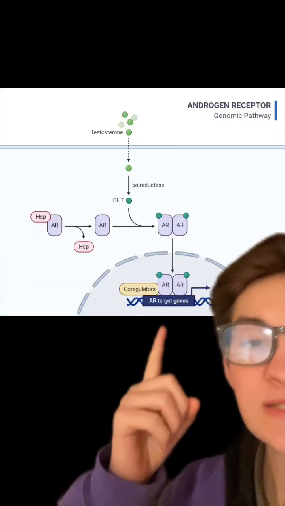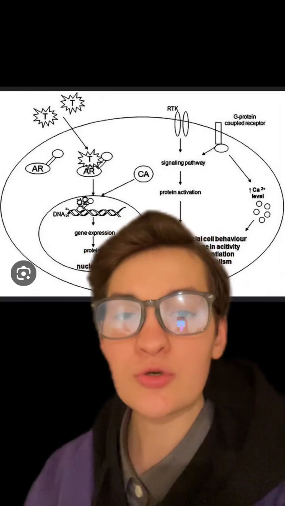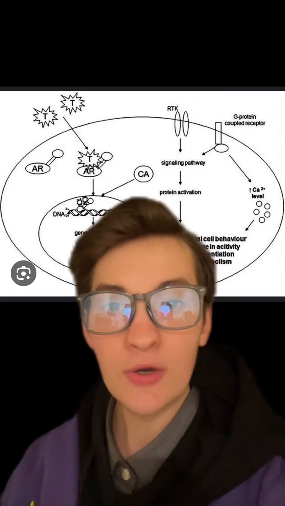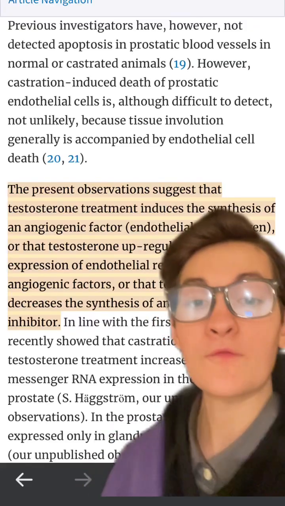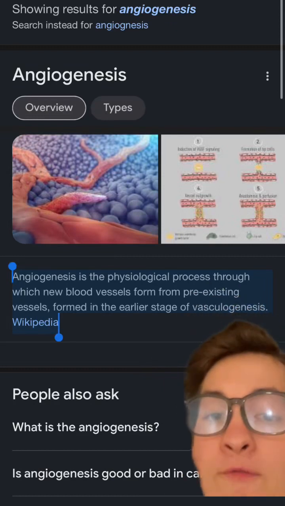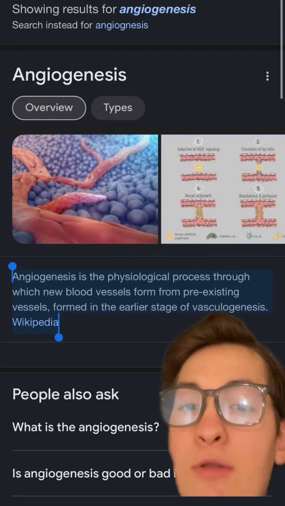It binds to specific target genes called the androgen response elements to increase the production of different proteins inside of the cell. So we then look at testosterone's actions on the muscles that are directly anabolic. First off, testosterone increases what's referred to as angiogenesis, which is the formation of new blood vessels and increasing the vascular supply to the muscle.